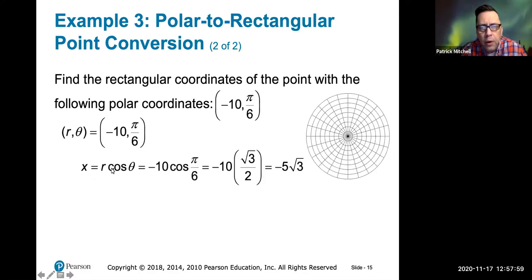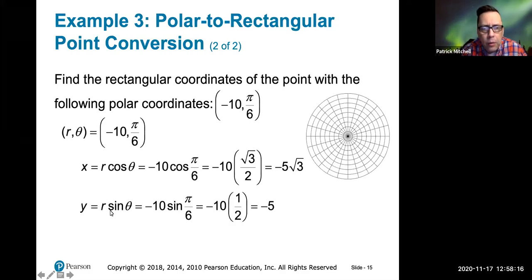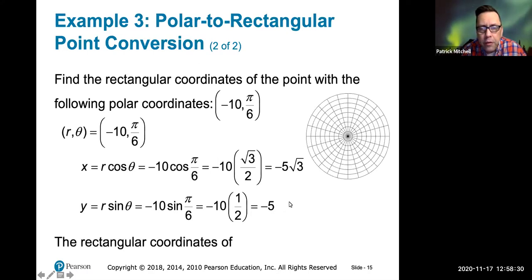So x, which is r cosine theta, would be -10 times the cosine of pi over 6. The cosine of pi over 6 is square root of 3 over 2. -10 times square root of 3 over 2 is -5 root 3. And y, which is r sine theta, would be -10 times the sine of pi over 6. Sine of pi over 6 is 1/2, so that would give you -10 times 1/2, which is -5. So the rectangular coordinates of this point are -5 root 3, -5.